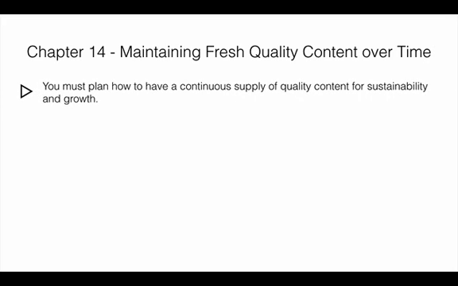Maintaining fresh quality content over time. You must plan how to have a continuous supply of quality content for sustainability and growth. Now, we've already discussed the importance of goals and objectives. And we've discussed the importance of goals and objectives in marketing, and the goals and objectives in understanding your audience, and in seeing that what you're writing is meeting those goals, and your objectives will help you flow through with your writing so that as you do your research, it kind of falls in place.